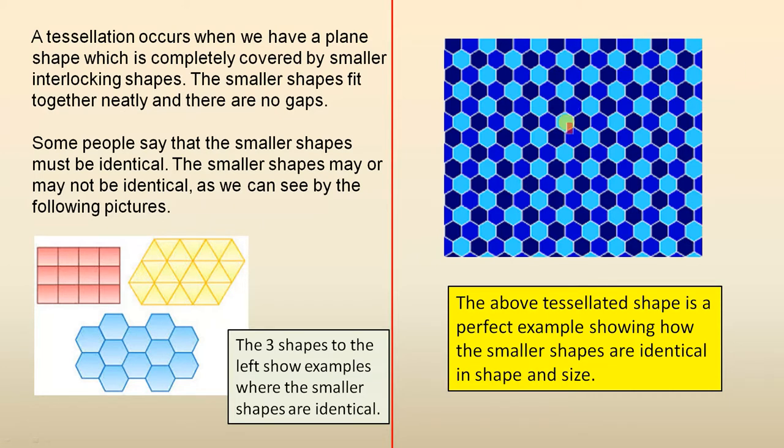The above tessellated shape is a perfect example showing how the smaller shapes are identical in shape and size. That's a very typical shape there, and you can see it quite commonly in wall tiles or floor tiles, for example.